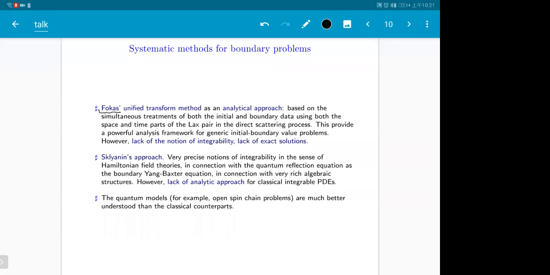However, in Fokas' method, there are some problems. First of all, there is no notion of integrability in the Fokas method, and there is also a lack of exact solutions in the Fokas method. There is another approach developed by Sklyanin.